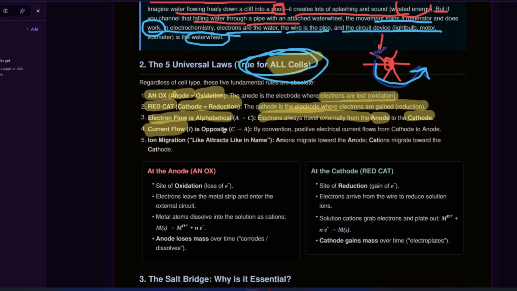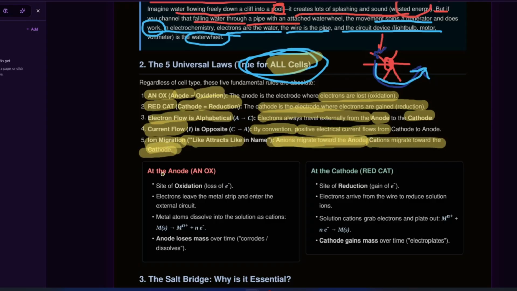Current flow, I, is opposite. By convention, positive electrical current flows from cathode to anode. Ion migration is also important. Like attracts like. So anions migrate towards the anode. Cations migrate towards the cathode. So anions like to go to the anode, and cations like to go to the cathode.